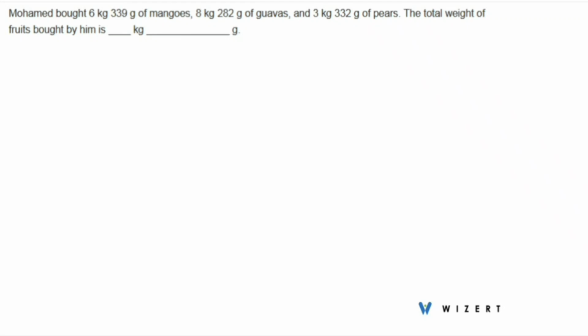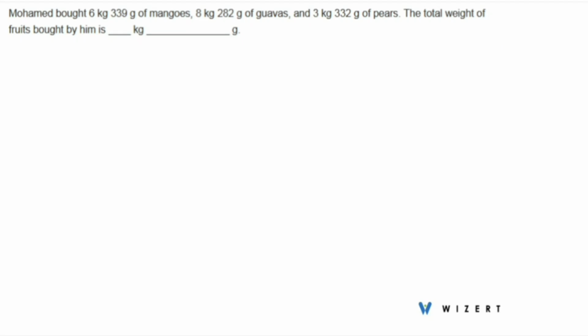We have this question here. Mohammed bought 6 kg 339 grams of mangoes, 8 kg 282 grams of guavas, and 3 kg 332 grams of pears. The total weight of fruits bought by him is dash kgs dash grams.